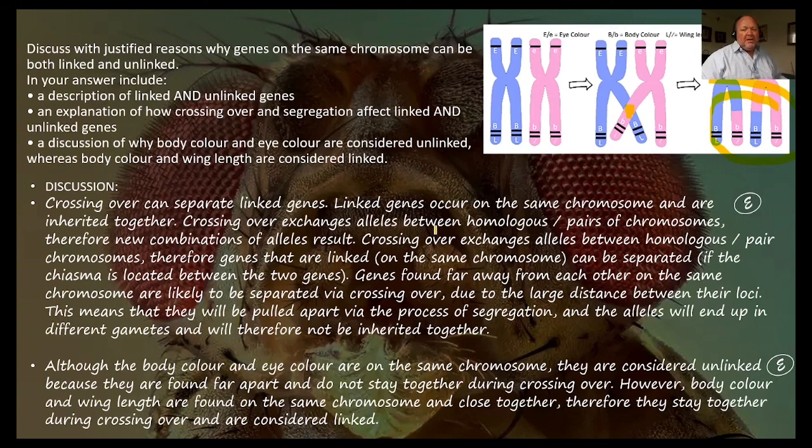Although the body color and eye color are on the same chromosome, they are considered unlinked because they are found far apart and do not stay together during crossing over. However, body color and wing length are found on the same chromosome and close together. Therefore, they stay together during crossing over and are considered linked. There's your 2 E points.